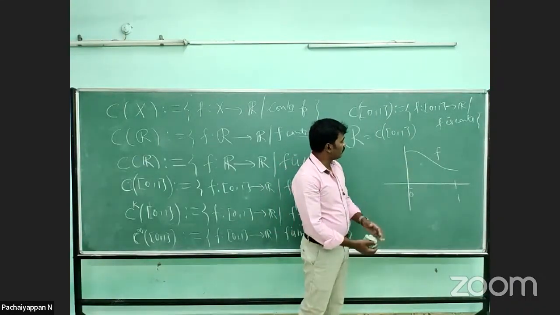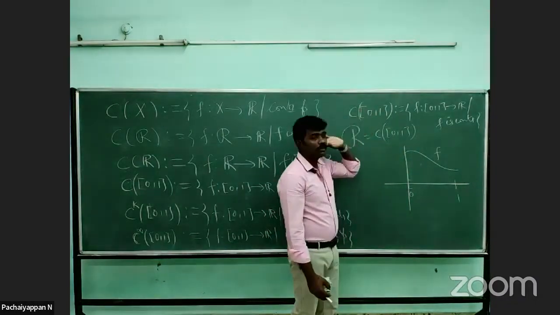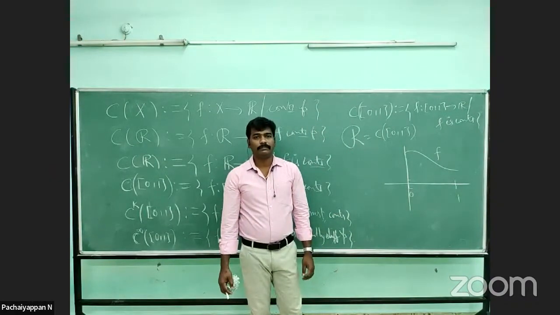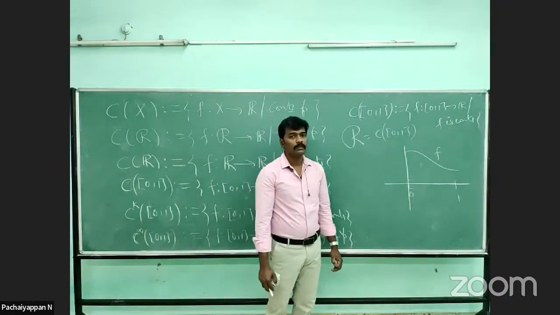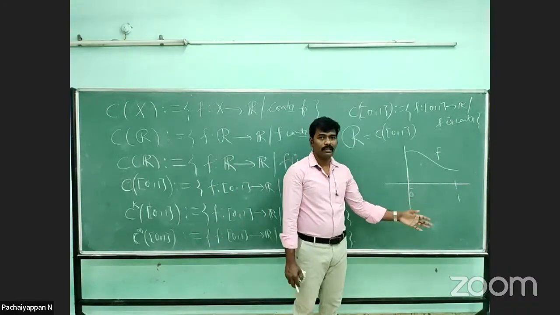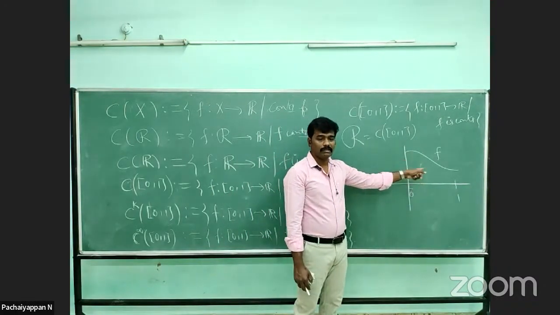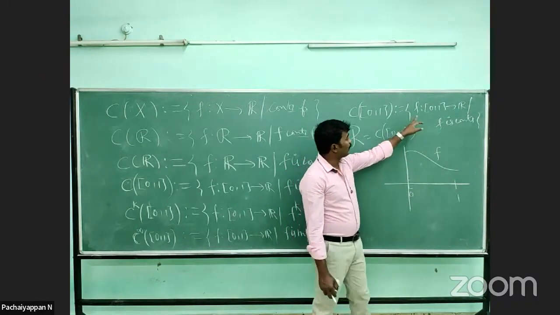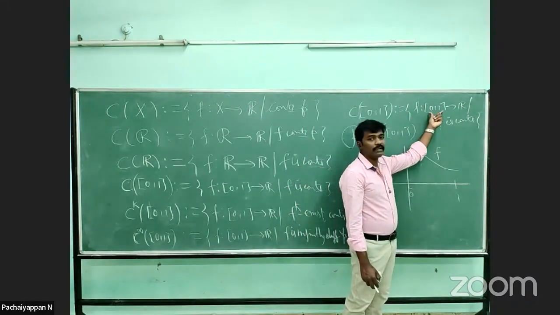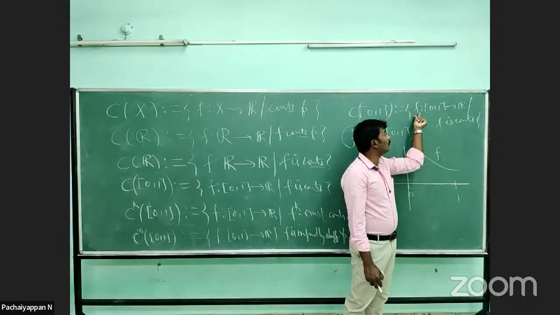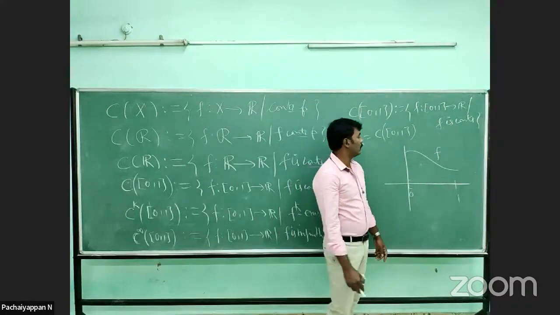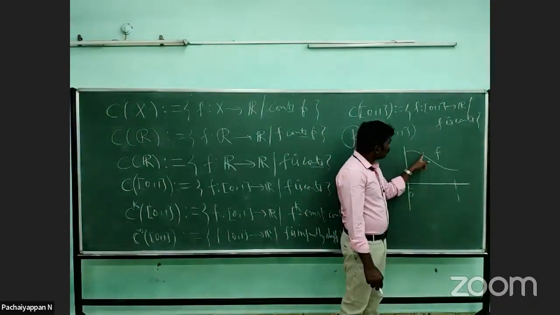Now the question asks, does this f belong to C[0,1]? Please respond quickly. Yes or no? This is some function, a curve f. Okay, very good. This belongs to C[0,1]. Why? Because this is a continuous function. I am collecting functions from [0,1] to R such that f should be continuous. That is the property. Fine, this is a continuous function.